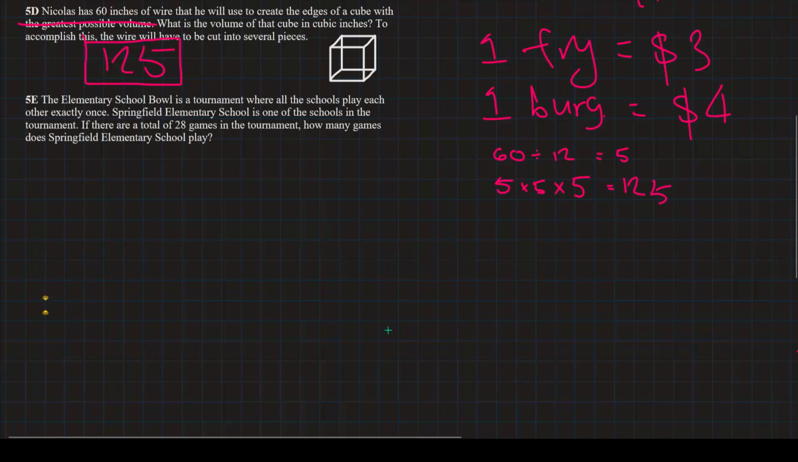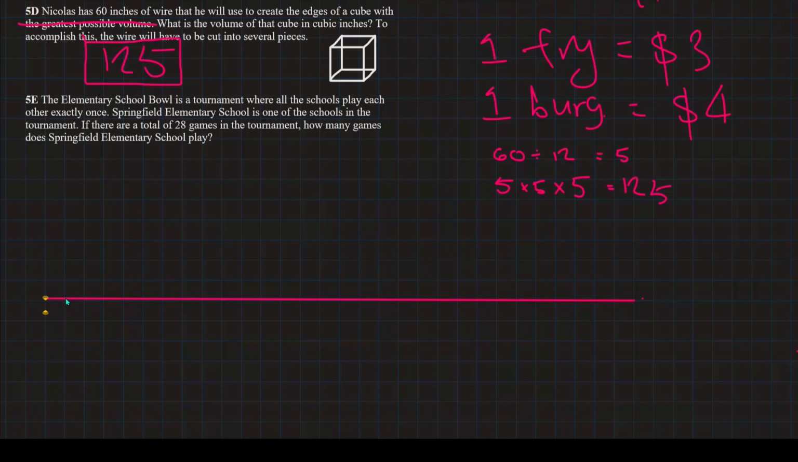So here I'm going to draw a line, and on it I'm going to draw some more points. Each of these points is going to represent another school. For example, here is A, B, C, D, and E. Let's start with 5 schools first, and we can call this school, A here, Springfield Elementary School. Now I'm going to connect 2 points every single time they play a game against each other. Since each school has to play every other school exactly once, it's going to look something like this.